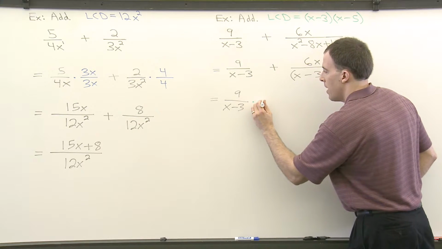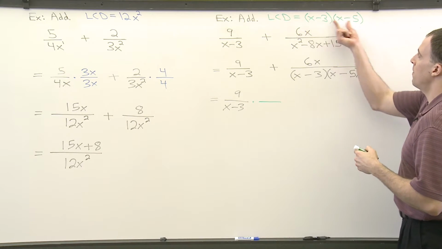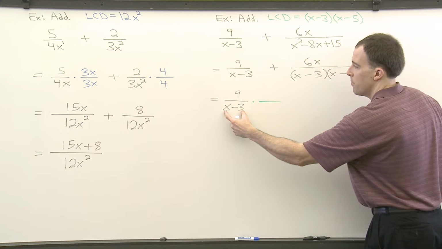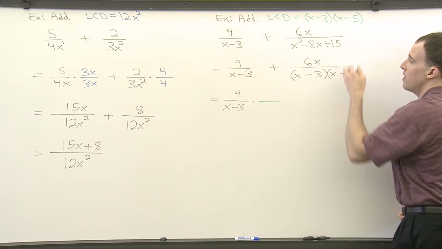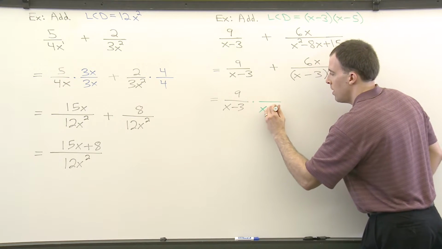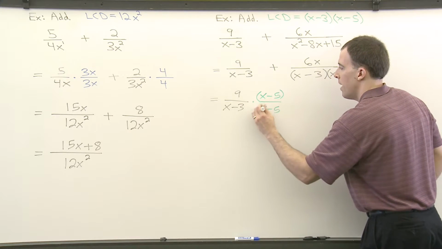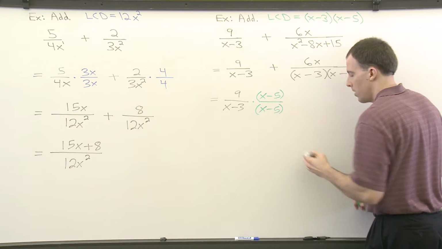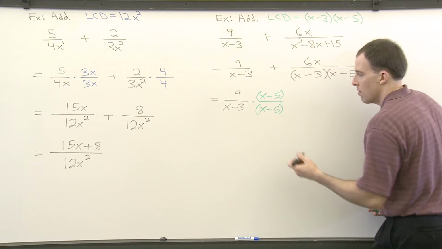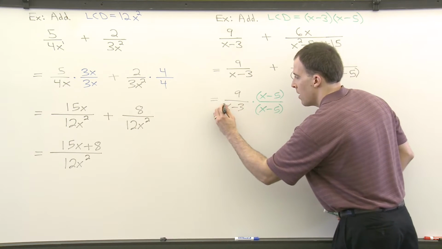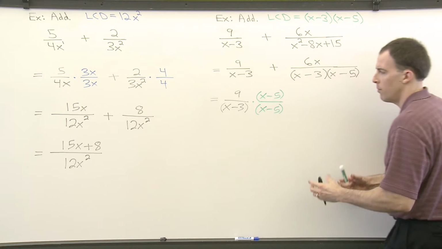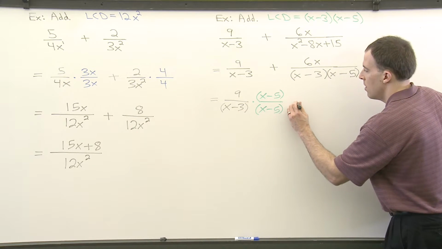So for the first fraction, 9 over x minus 3, what do we have to multiply the denominator by in order to obtain our common denominator here? Well, it's already got the x minus 3. It needs the x minus 5. So we need to multiply the numerator and denominator of the first fraction by x minus 5. And I'm enclosing those in parentheses just to remind us that we need to distribute the 9 and have parentheses around both of our binomials in the denominator.